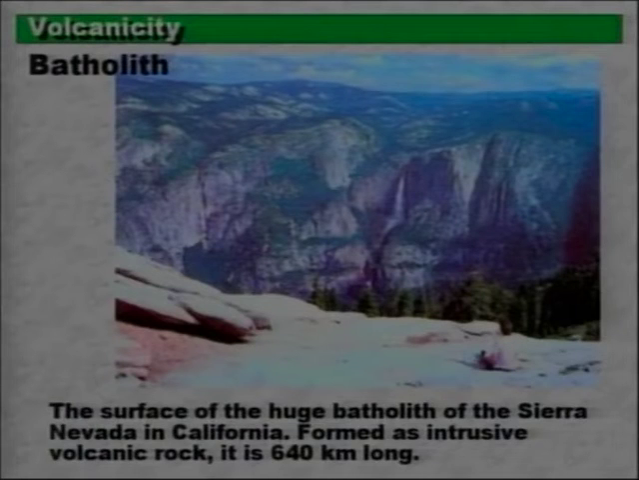Here we have a photograph now to show a Batholith in reality. Note that the surface of the huge Batholith of the Sierra Nevada in California formed as intrusive volcanic rock, and it is 640 kilometers long.